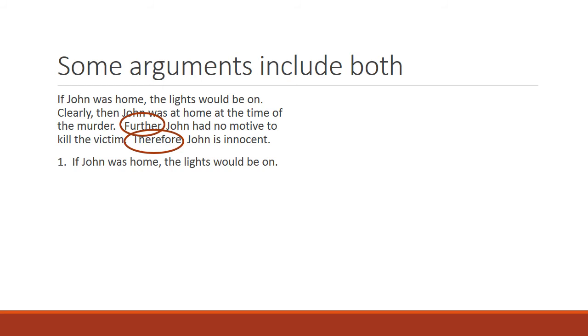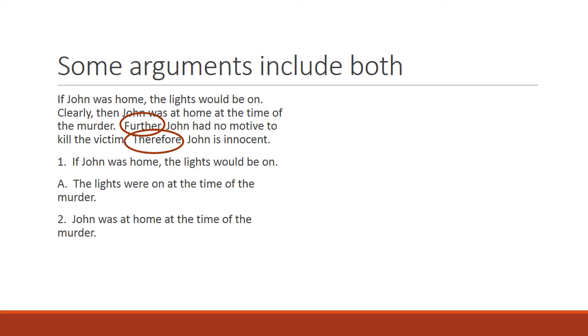Now this author seems to want us to assume that the lights were in fact on at the time of the murder. This is not clearly stated in the argument, but it's implied by the next premise: John was at home at the time of the murder. Now we have that further, John had no motive for the murder. We know that this is going to be on the same level as the premise I've numbered number 2. And last, we have the conclusion. John is innocent. As we go to draw our diagram, we're going to put the conclusion at the bottom.